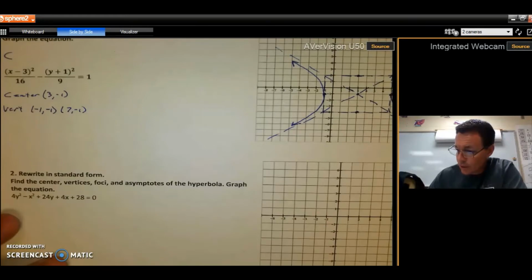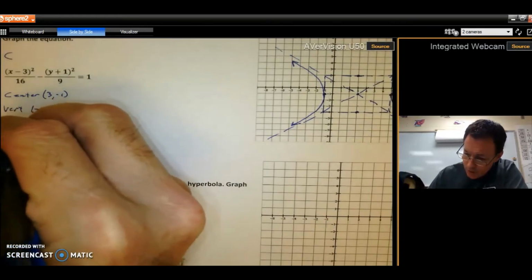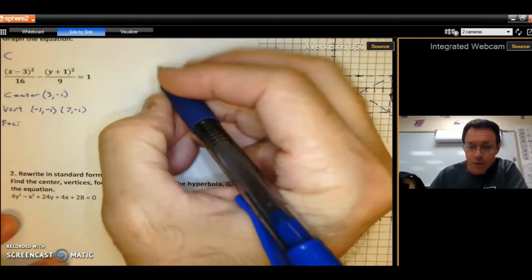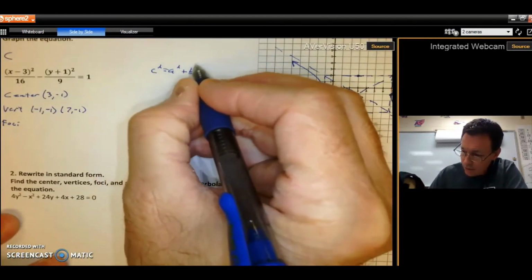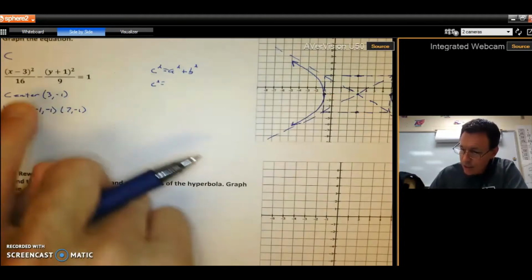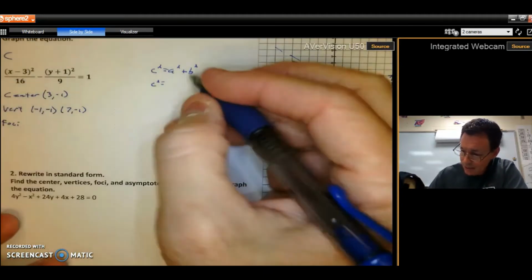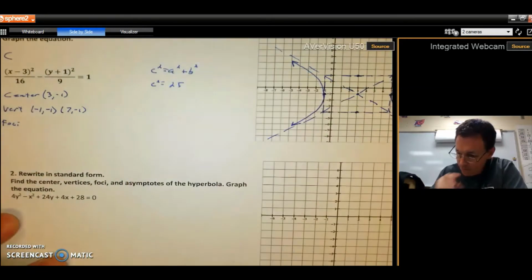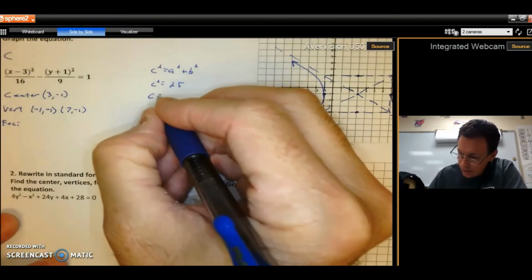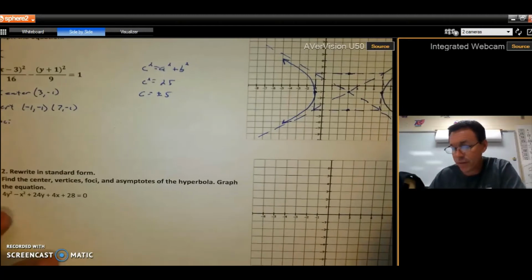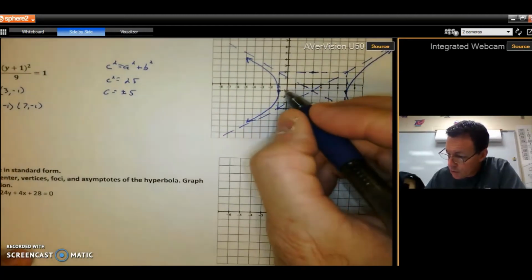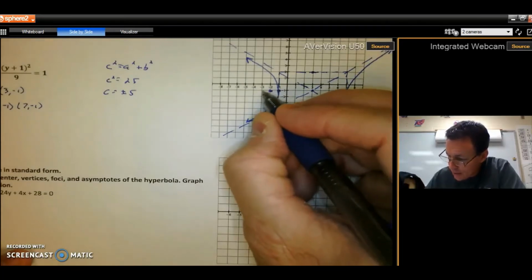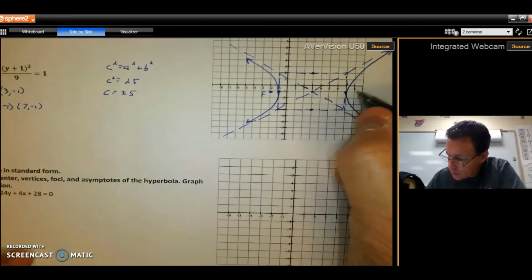What else do they want? They want the foci. All right, foci. So this is that little mini formula. So c squared equals a squared plus b squared. So in this case, it's going to be 16 plus 9. So that's 25. Then we take the square root, and we get plus or minus 5. So for this one, the foci are going to be nice points. They're going to be 1, 2, 3, 4, 5 to the left. That is a focal point. And 1, 2, 3, 4, 5 to the right. That is a focal point.